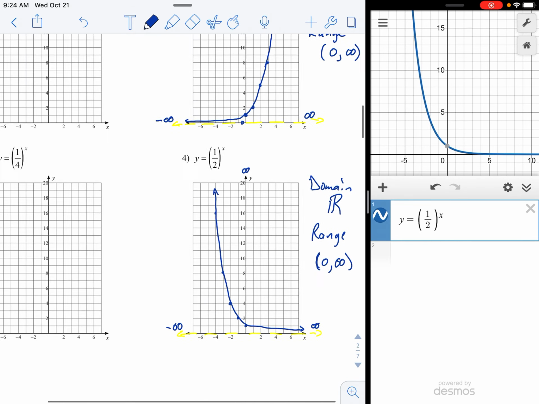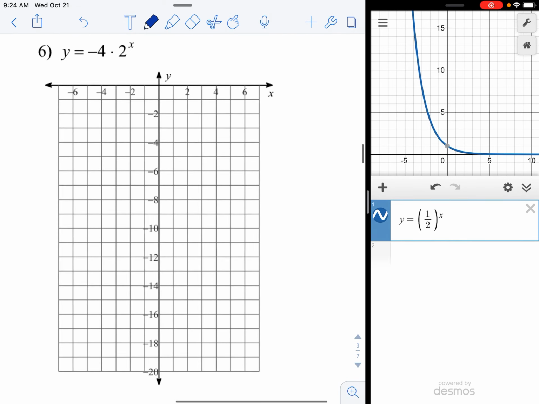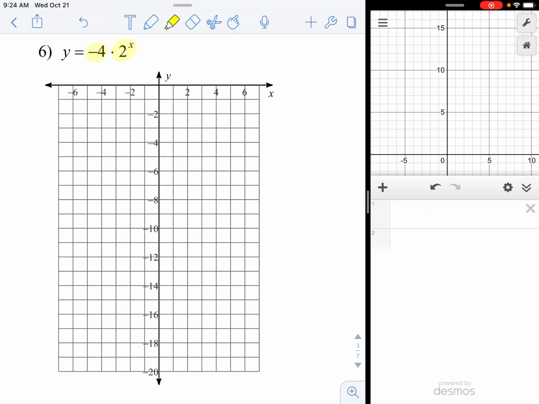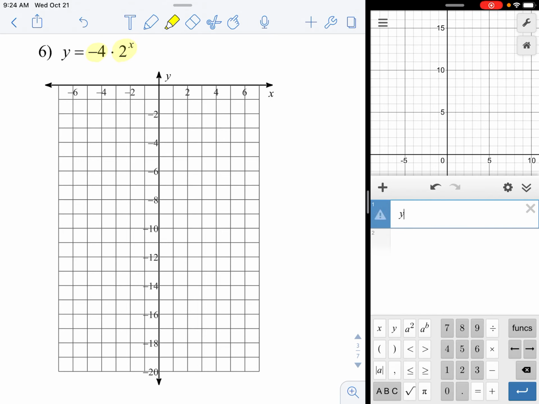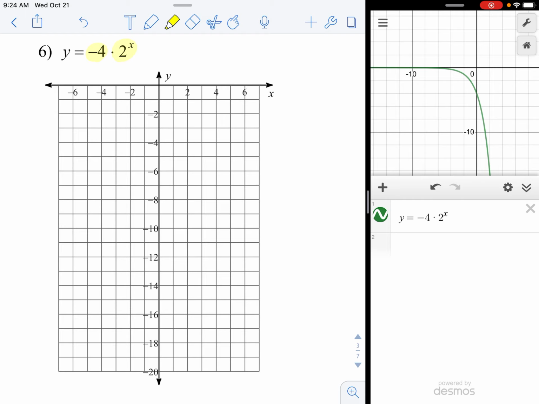All right, let's look at number 6. So now we've got the same graph as the first one, 2 to the x, but we're multiplying it by a negative number. So y equals 2 raised to the x. That's the graph that we had in the very first example. So the question is, if I multiply this by negative 4, what's going to happen? Let me put a times sign there, and in front of that I'm going to put negative 4. And that flipped it upside down.